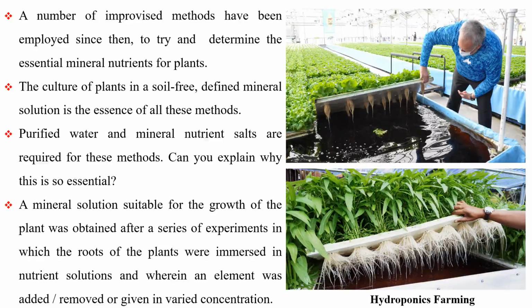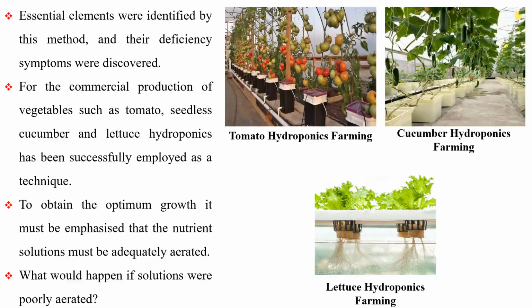A mineral solution suitable for the growth of the plant was obtained after a series of experiments in which the roots of the plants were immersed in nutrient solutions and an element was added or removed or given in varied concentration. Essential elements were identified by this method and their deficiency symptoms were discovered.